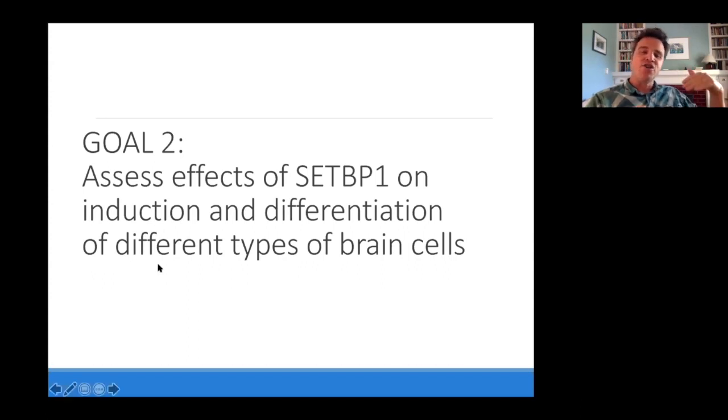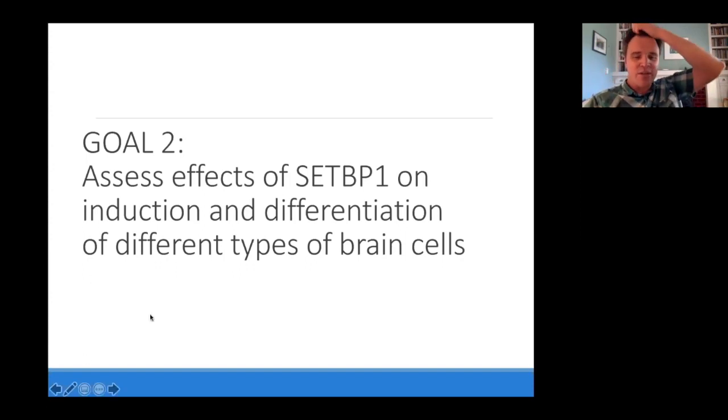Is there an effect on inducing cells from stem cells to NPCs? And is there an effect of differentiating those NPCs? Remember, that's that baby neuron that has to proliferate so that our brain grows properly. And then is there a problem in the way those cells specialize into these subtype cells?